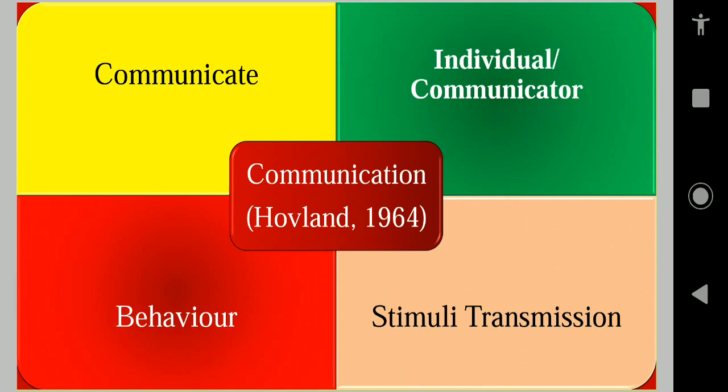Individual or communicator transmit what? Stimuli, so that it helps in changing the behavior. It helps in changing the behavior of the communicator. Communicator means the ultimate receiver of the message. Okay, just add here: stimuli, transmission of stimuli.